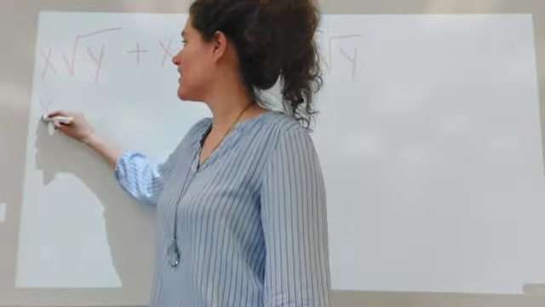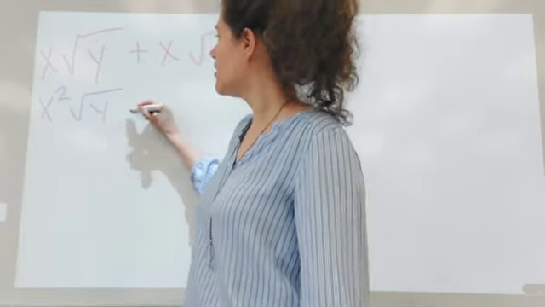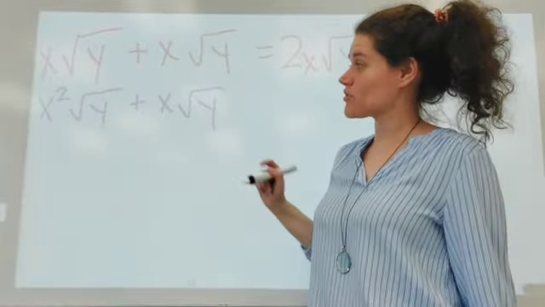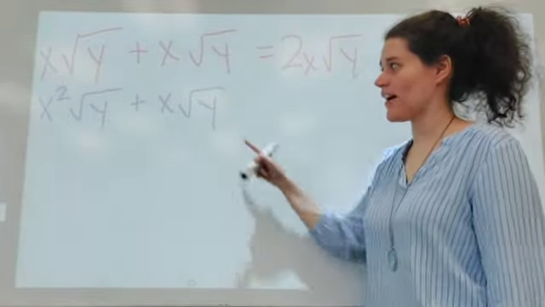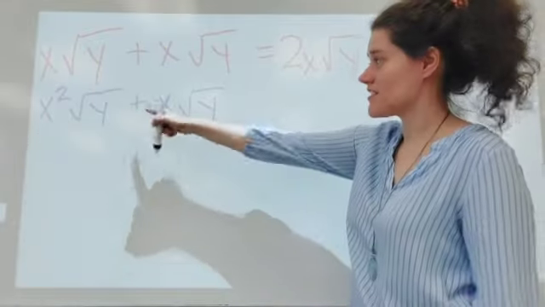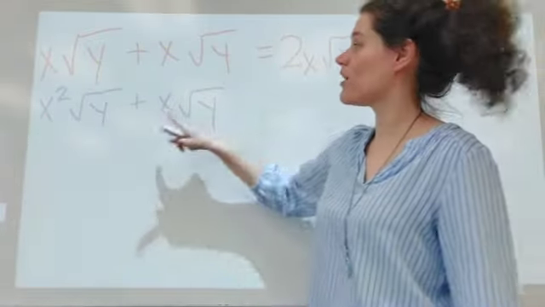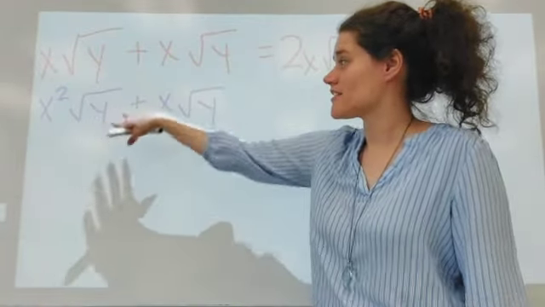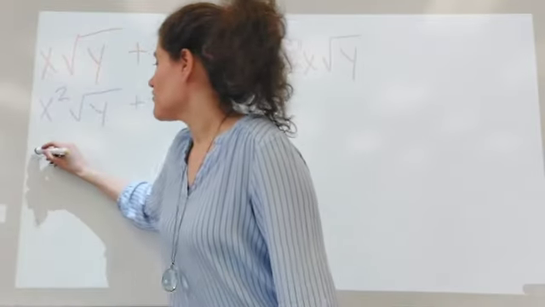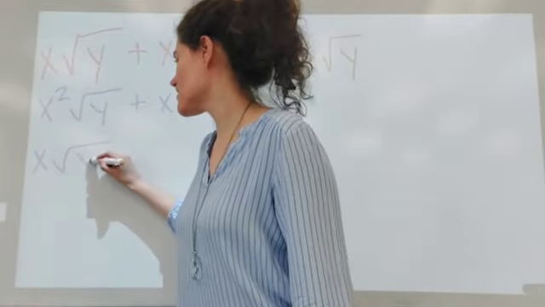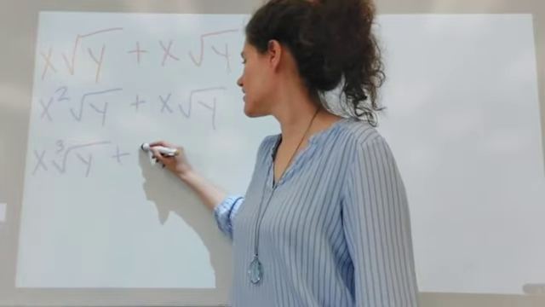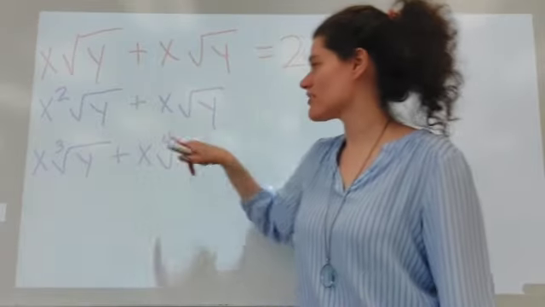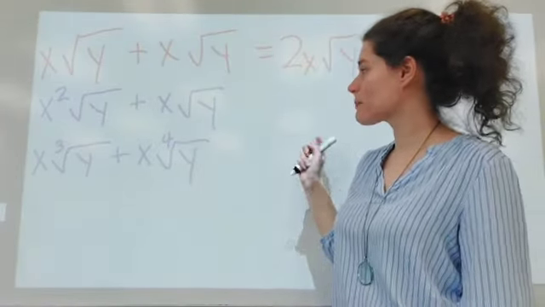If I do x squared square root of y plus x square root of y, this won't add together. This is as simple as this could be. If you are given this problem and asked to do the addition, this is as far as it goes. If you change the indices at all, if the indices don't match, you won't be able to do this addition.